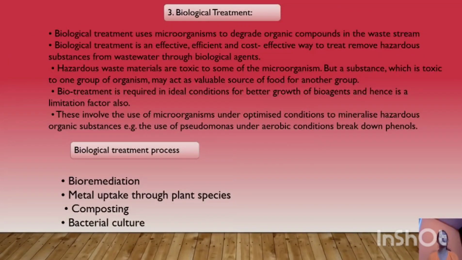Next, we come to biological treatments and their treatment process. Biological treatment is an effective, efficient and cost-effective way to remove hazardous waste from wastewater through biological agents. Biological treatment degrades organic compounds in the waste stream. A substance which is toxic to one group of organisms may act as a valuable source of food for another group. This involves the use of microorganisms under optimized conditions to mineralize hazardous organic substances.